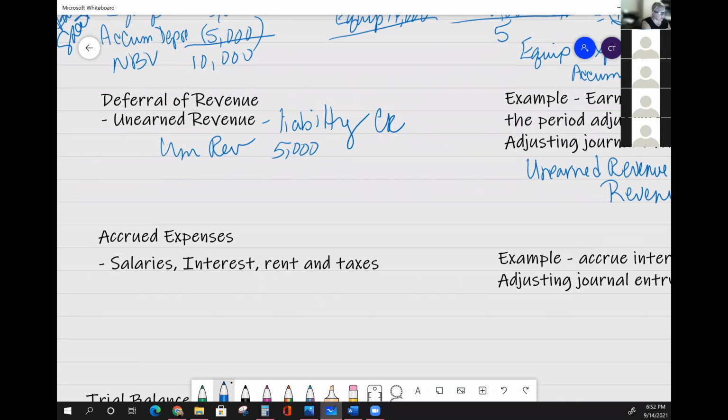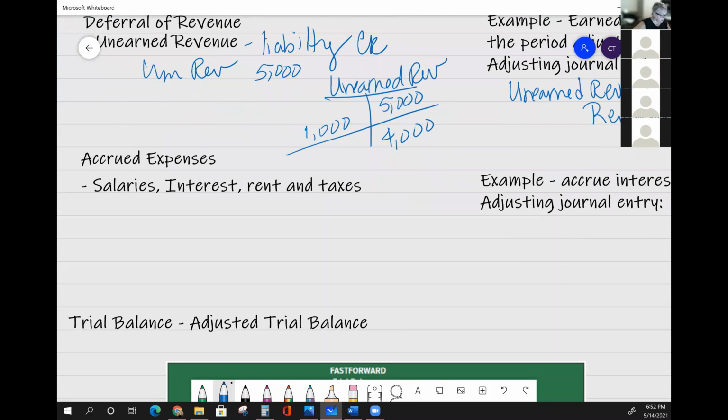So the unearned revenue now on my T account, unearned revenue, it's sitting as a credit for $5,000. I just did an adjusting entry for $1,000. So now on my liabilities, I only have a balance of $4,000 in my unearned revenue. So that's an adjusting entry for that.